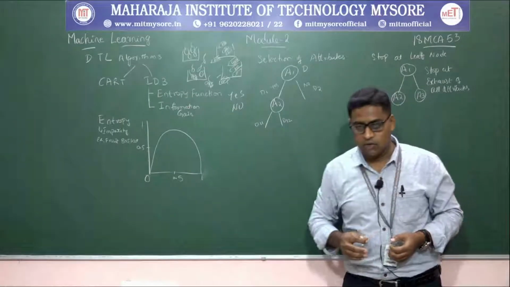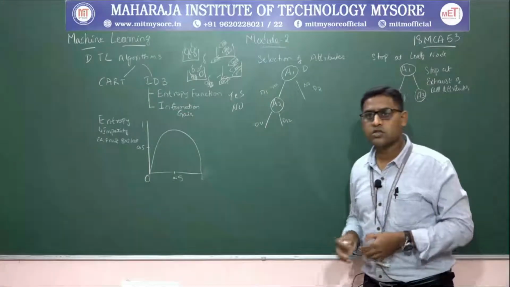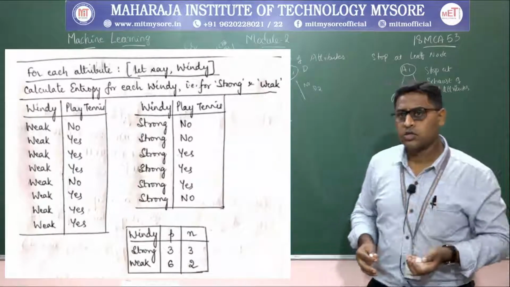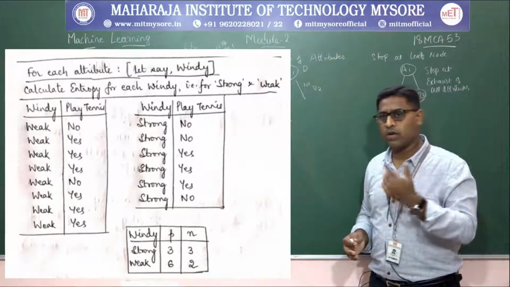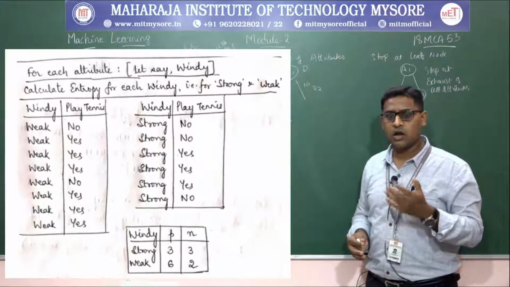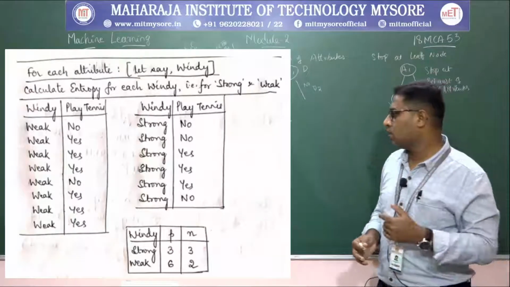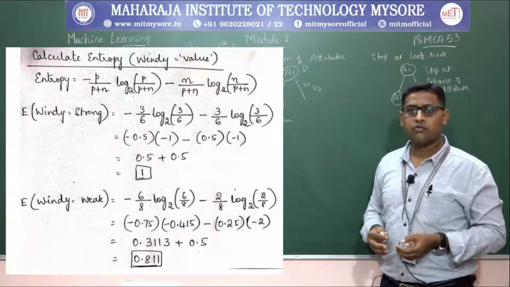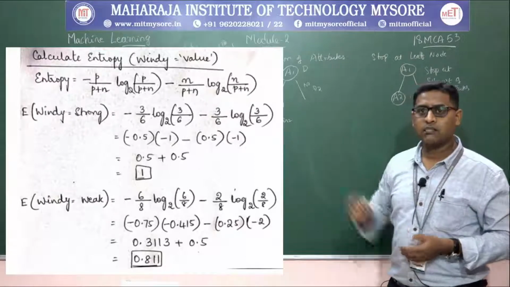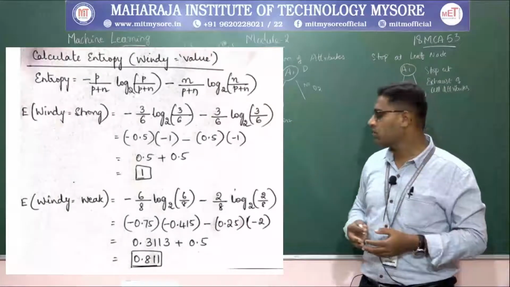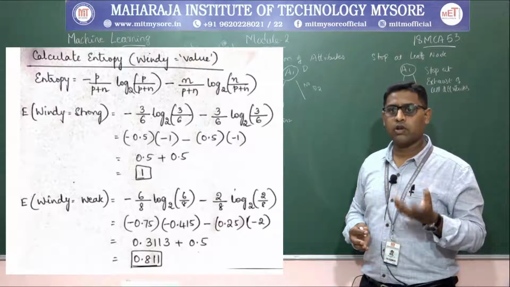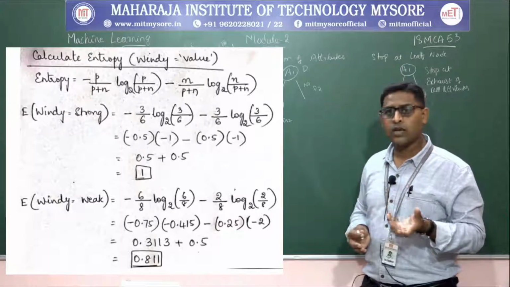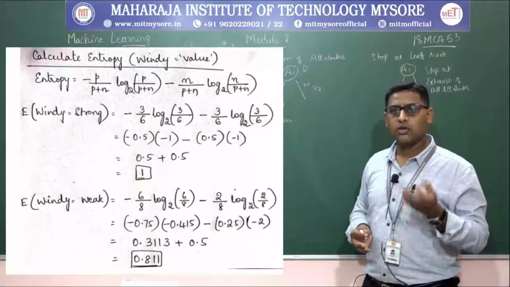And the last attribute is windy. For windy also, similarly we need to calculate the entropy function for strong and weak. For strong or weak, how many positive and negative values are there? Strong has 3 and 3, weak has 6 positive values and 2 negative values. Compute the same formula by substituting the values, and you will get the value 1 for strong. When wind is strong the entropy value is 1, and when wind is weak, the entropy value will be 0.811.